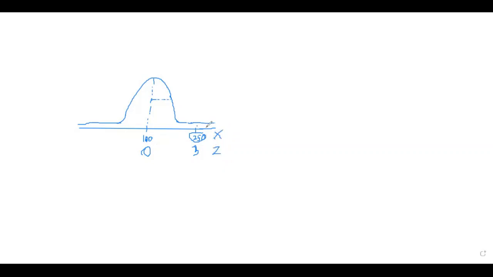So you can use this Z value in place of the X value. You can use the 3 here in place of 250 to solve the problem. You can use the 0 as mu in place of this 100 here. Do you get it?